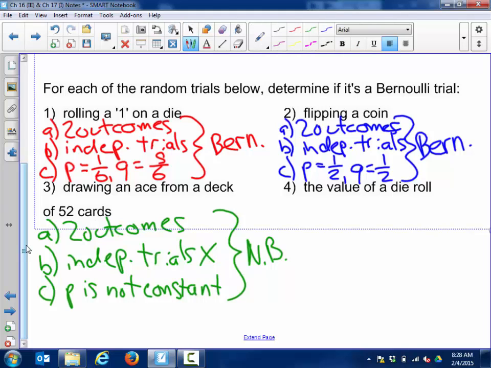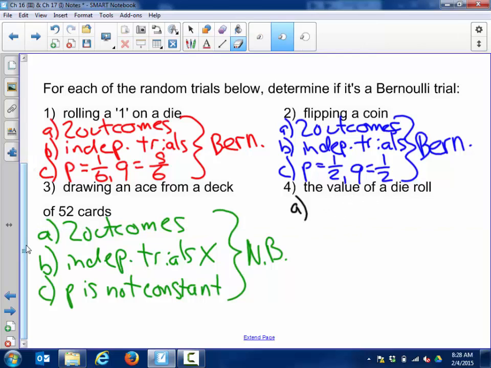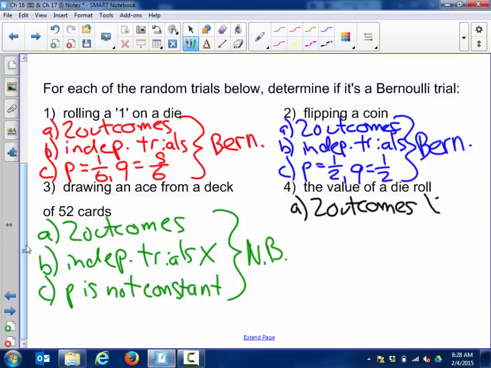And then lastly, the value of a die roll is not Bernoulli for the following reason. We have 6 outcomes. Why don't I be consistent with how I word this? Let's write 2 outcomes and then the X to indicate that condition's not met. And then the second condition is independence. Sure, we have independence here. That's not an issue. Each die roll shouldn't affect the result of the next.